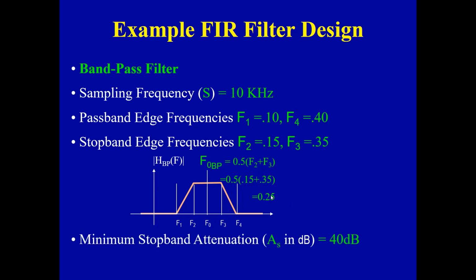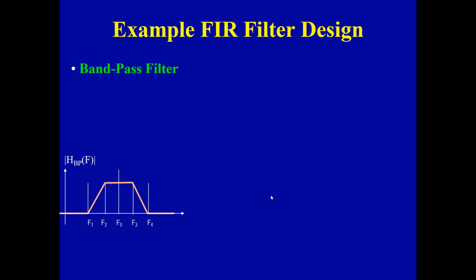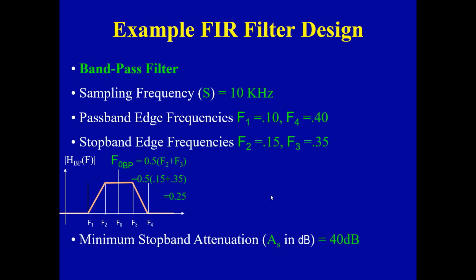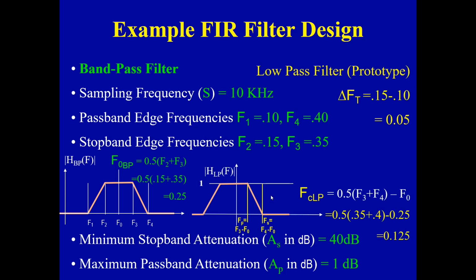If we want an attenuation of 40 dB and a passband attenuation of 1 dB again, we would design this filter first with a low pass filter. So we want a band pass filter with a 10 kilohertz sampling rate, and these edge frequencies. In order to create them, we would need a low pass filter with a transition width that matched the transition width of the band pass filter that we needed. And so that would be, in this case, 0.15 minus 0.1 or 0.05.